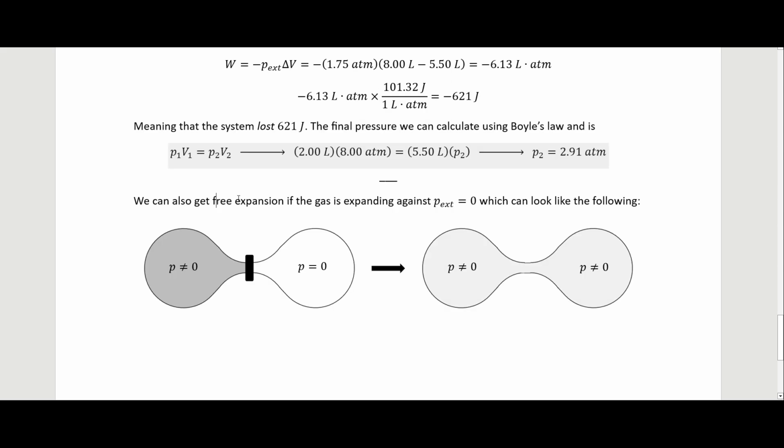We can also get free expansion, and so this is when we are expanding the gas from something that contains the gas into something that is a vacuum. And so that means that the external pressure would be zero, where this would be the exterior right here. This would be our system. We open up this valve and let the gas expand into there, and so then we end up with the gas spread out throughout it. And since it was going against a pressure of zero, which was our external pressure, that means that no work was actually done. So this is kind of a special case of this expansion of gas.